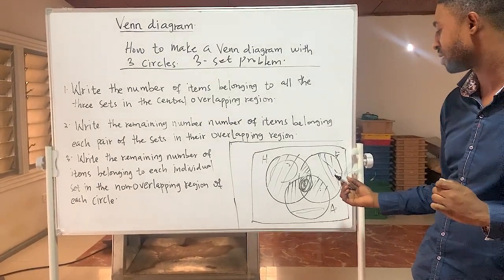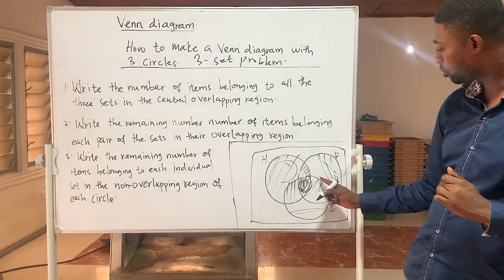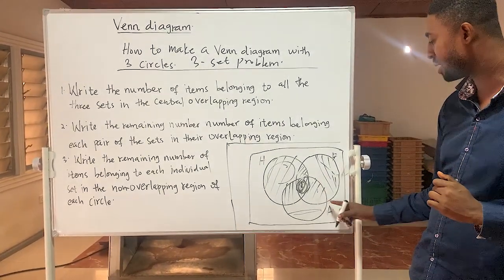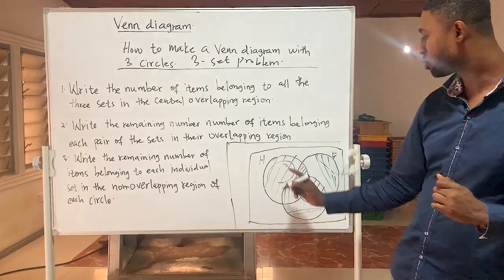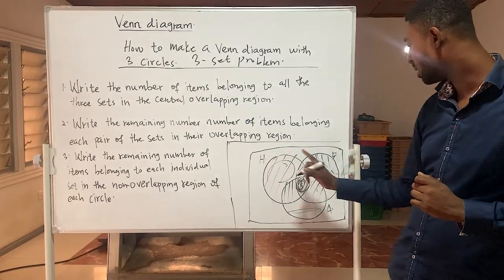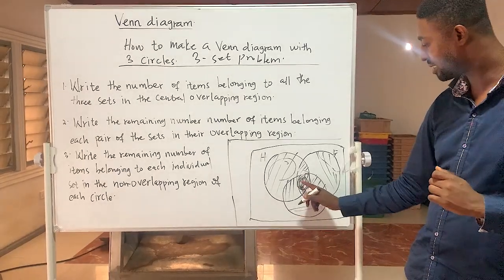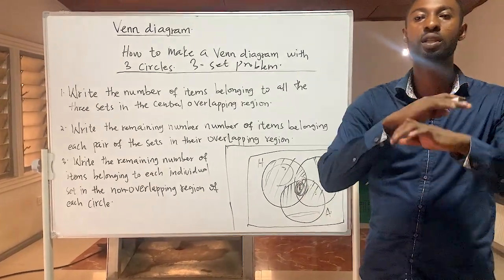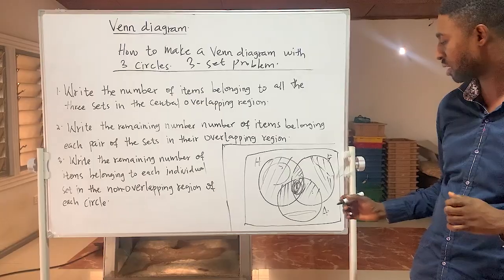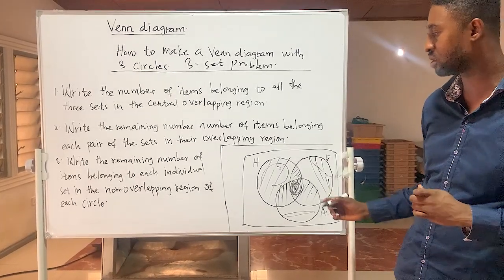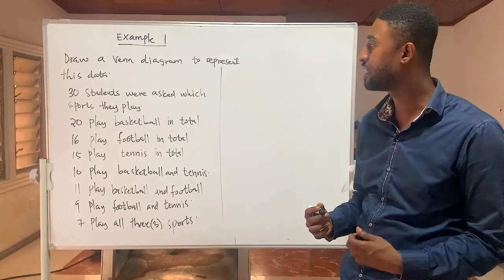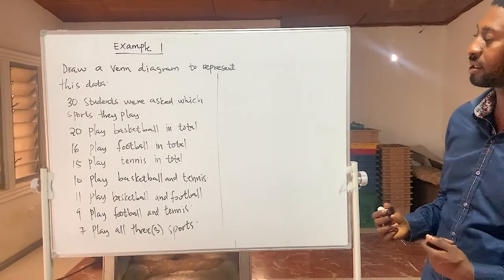So if it's, let's say, a school, this will be students who play both ampe and football. Here will be students who play, let's say, hockey and football, and this side will be hockey and ampe. And this intersection set will be students who play all the 3 games. Okay, so we are supposed to draw a Venn diagram to represent this data.